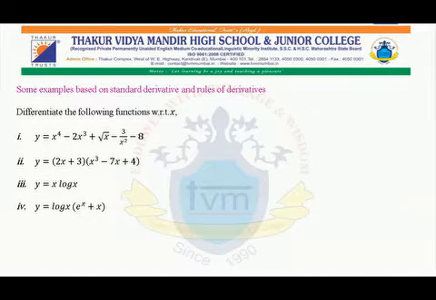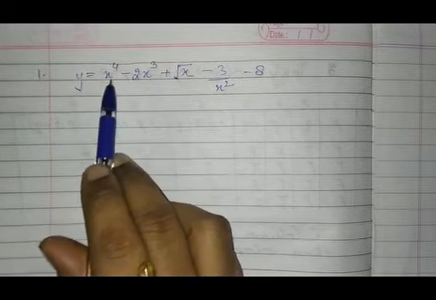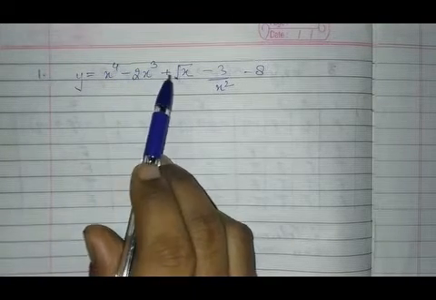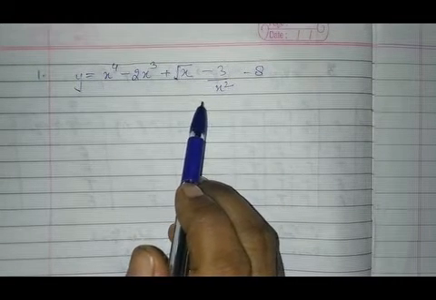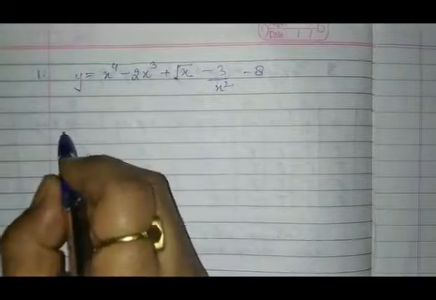Some examples based on standard derivatives and rules of derivatives. Here I have given 4 examples. We have to see how to solve these questions. While solving, you have to remember all these formulas and rules of derivatives. We will see the solution of all these questions in the video. First example is y equals x raised to 4 minus 2x cube plus root x minus 3 upon x square minus 8. We have to find the derivative of this function.